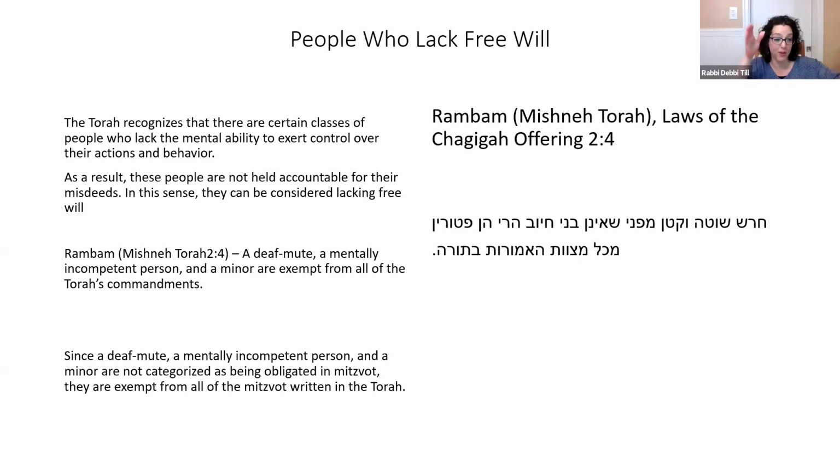613 commandments, men are obligated to follow all of them. 613 commandments, women are obligated to follow three. The other 610, she's permitted to, but not obligated, those that don't have to do with temple service. There are a whole bunch that have to do with temple service that we can't follow anymore.